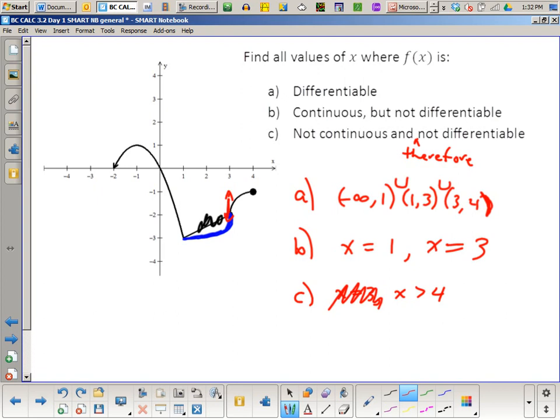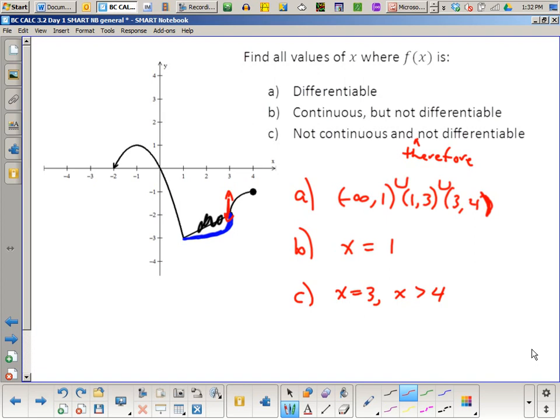See? It is continuous, but it is not differentiable there because of a vertical tangency. And this is a very subtle point, but it's very important. All right, so out with the definition, smooth ride on a roller coaster. In with the definition, a tangent line must be able to be drawn, and it must have a value for a slope.